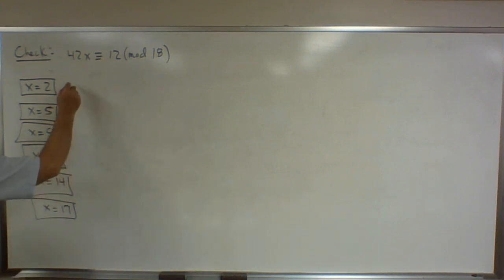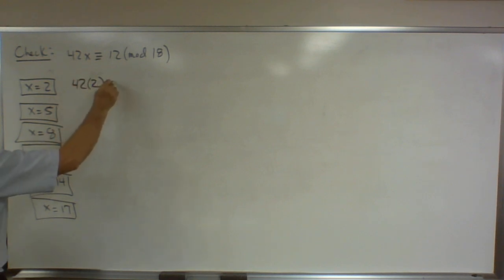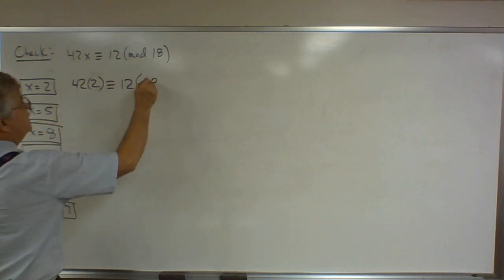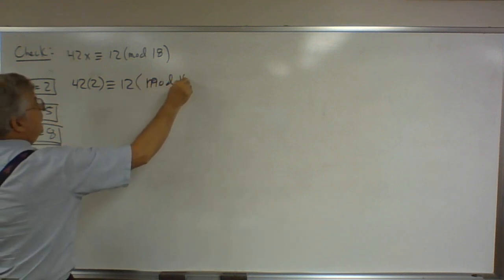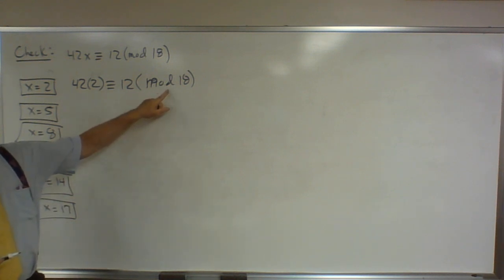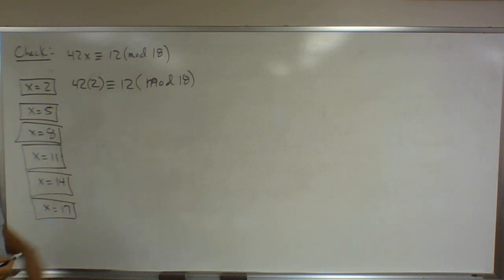X equal 2. We have 42 times 2, congruent, question mark, 12 mod 18. Let's see. 42 times 2 is 84. 84 divided by 18, let's see. 4 times 18 is 72, with a remainder of 12, yep, that works.